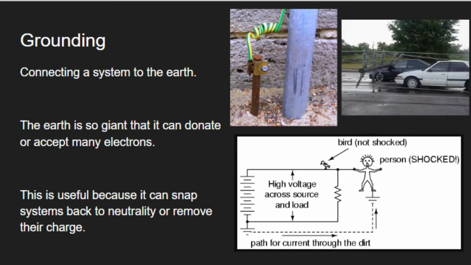I don't know if you guys have ever experienced a power surge in your home where the lights flicker or something. If there's a device or a system that has a power surge and there are too many electrons, too much current going through that thing, it can get shot into the earth through a grounding wire or a grounding connection. This is useful because it snaps systems back to neutrality, or removes their charge, or sets their charge back to what it should be.